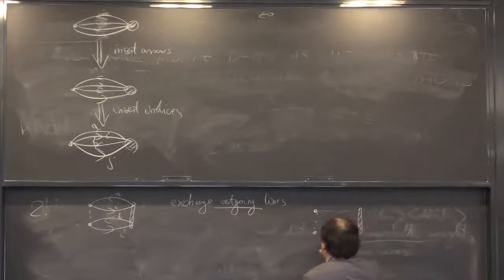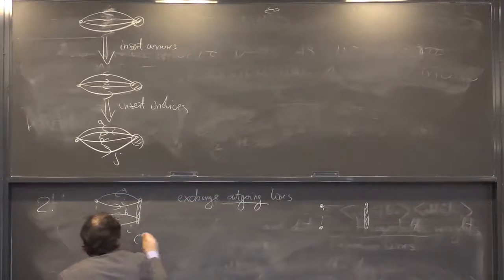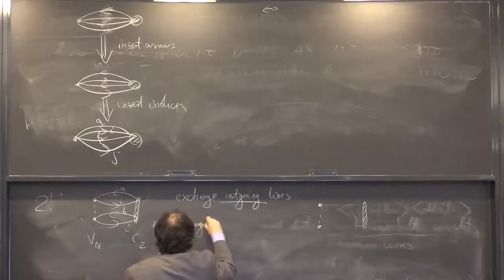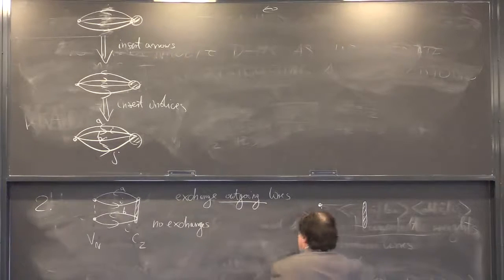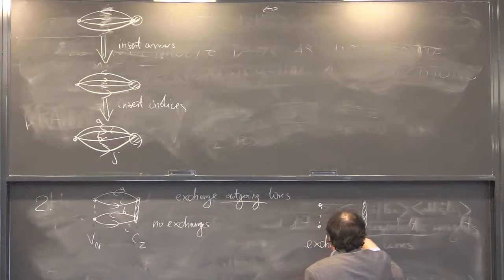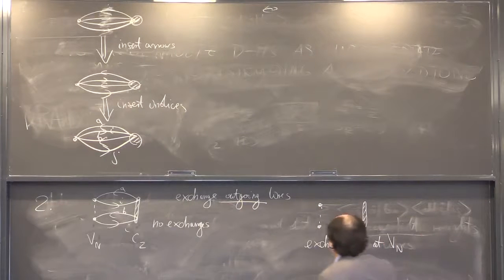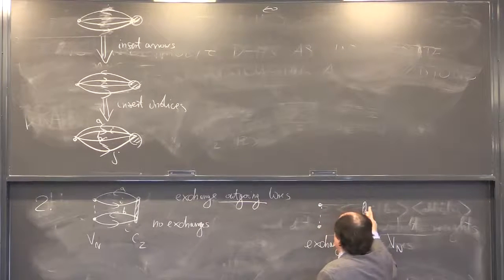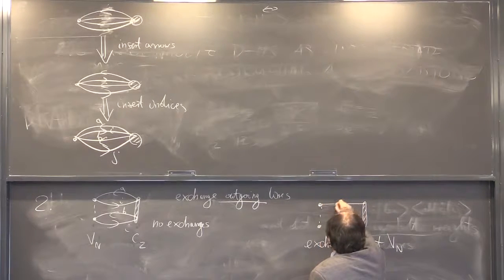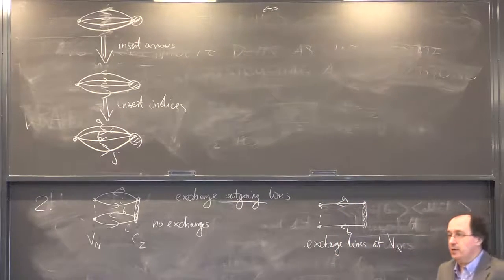So, let's exchange. I'm going to mark it now. This is Vn, this is C2, and let's say that this one has no exchanges. I didn't do anything, I just produced it. Here I will exchange lines at Vn, outgoing lines. So if you look at the lines at C2, I am not touching them. Outgoing lines at C2 are A and B. I'm not exchanging them, so I'm leaving them where they were.